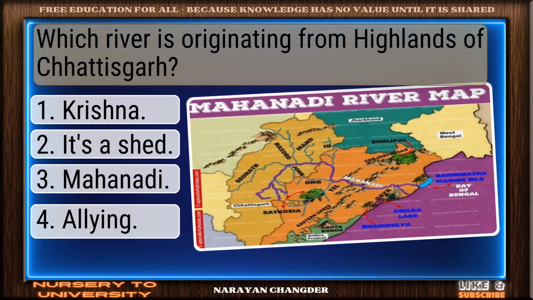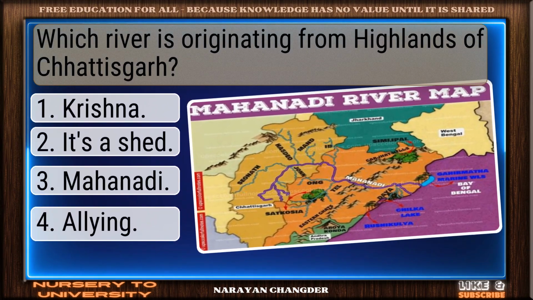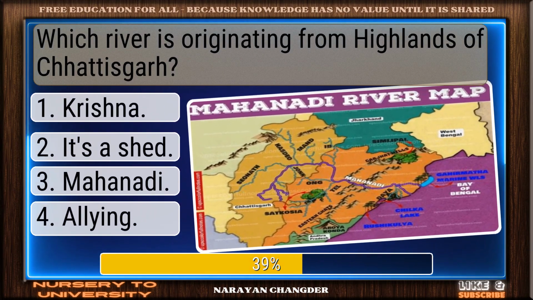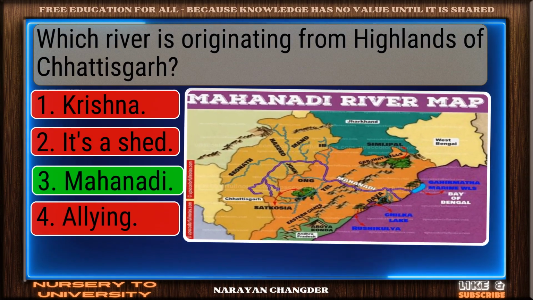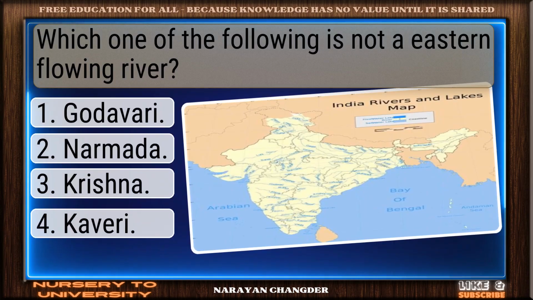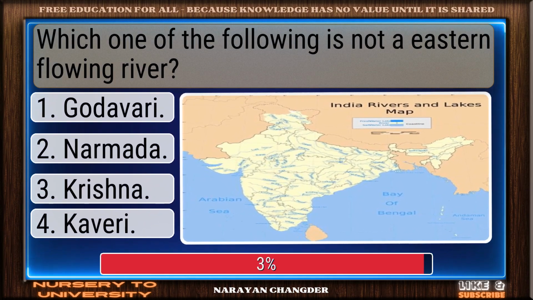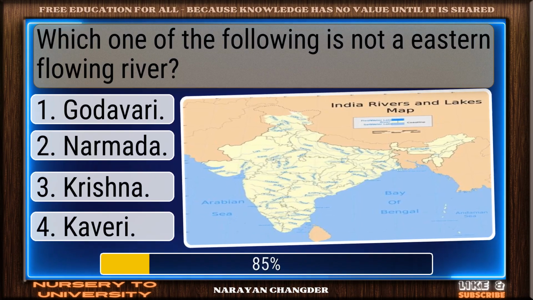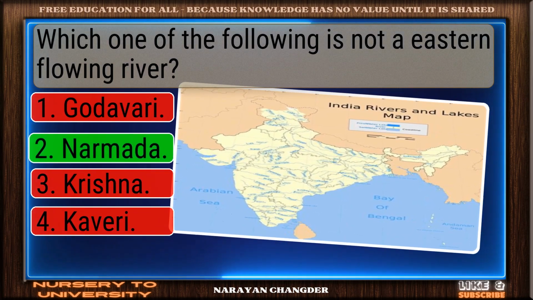Question number 95. Which river is originating from highlands of Chhattisgarh? Nicely done. Mahanadi is a solid answer. Question number 96. Which one of the following is not an eastern flowing river? Correct response. Narmada is the most accurate answer.